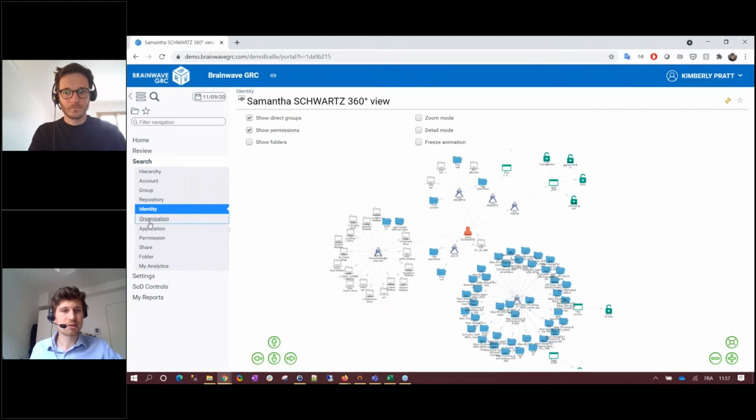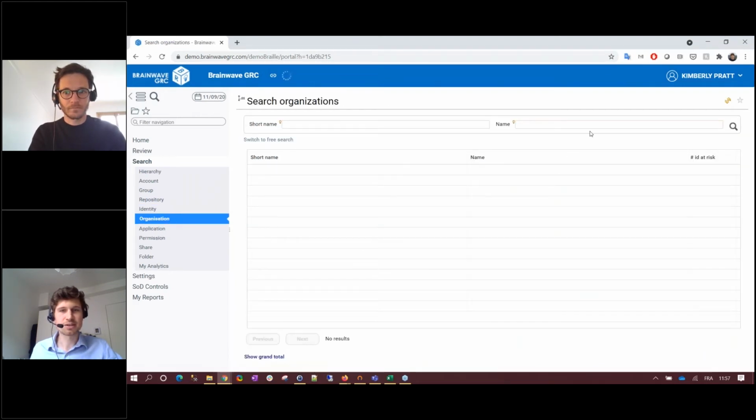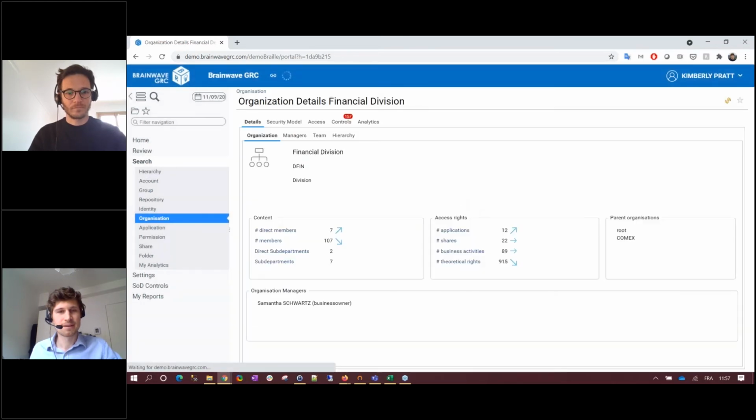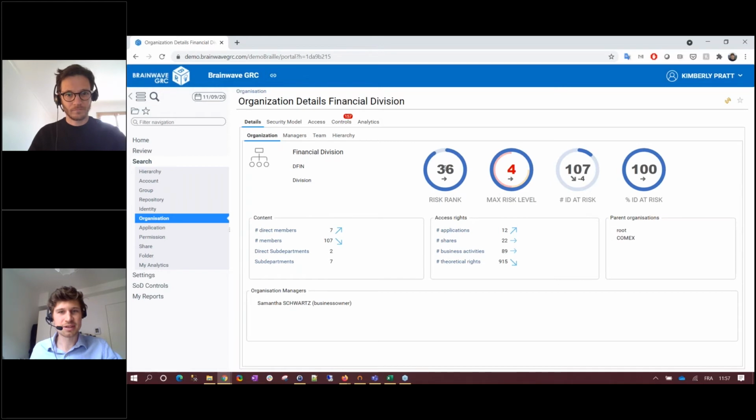Coming back to the organization information now, because at the end what we are interested in is the list of access of all people belonging to this organization. So I'm selecting the financial division, and what is very interesting here is the risk for this financial division. Working on those risks to reduce the number of risks is also working on improving the data quality.